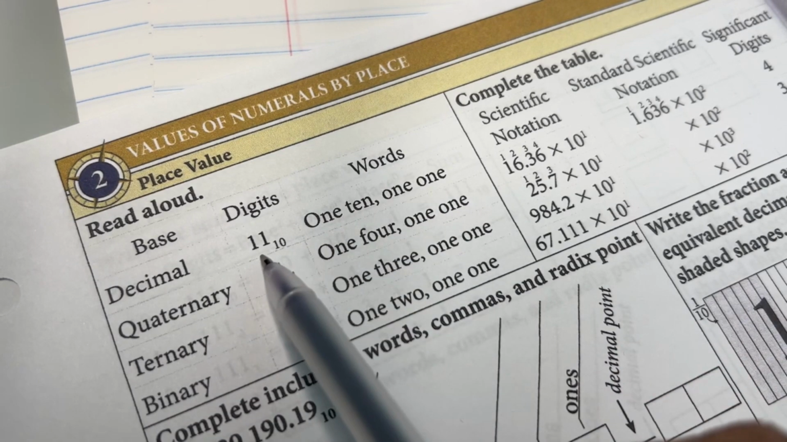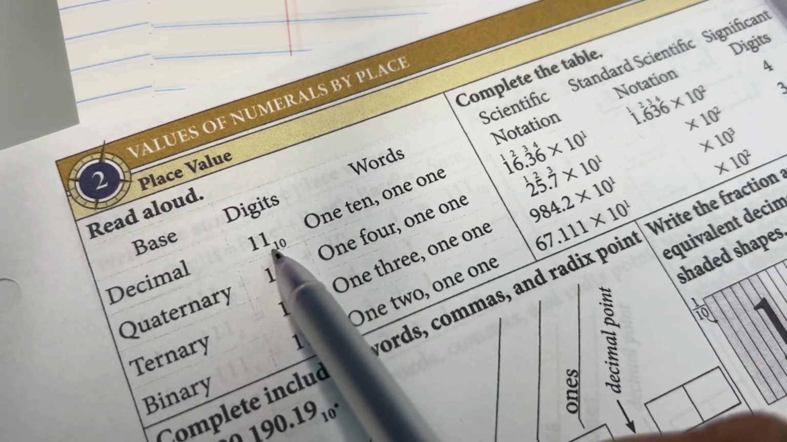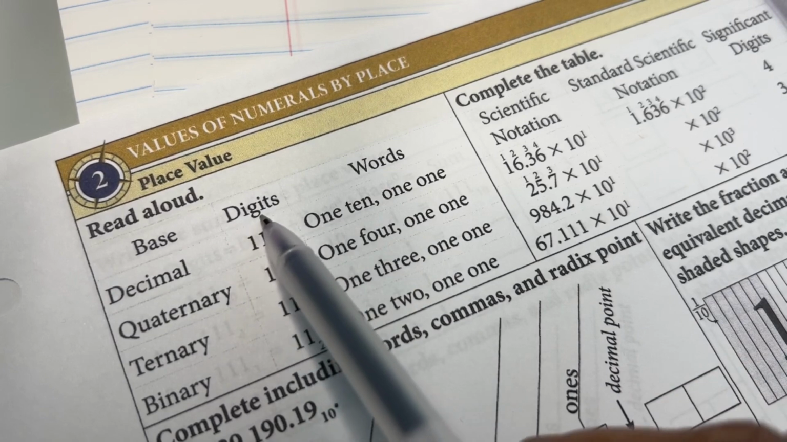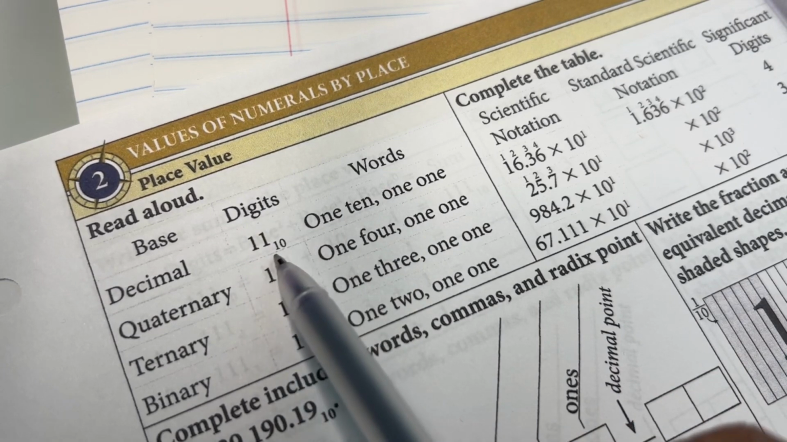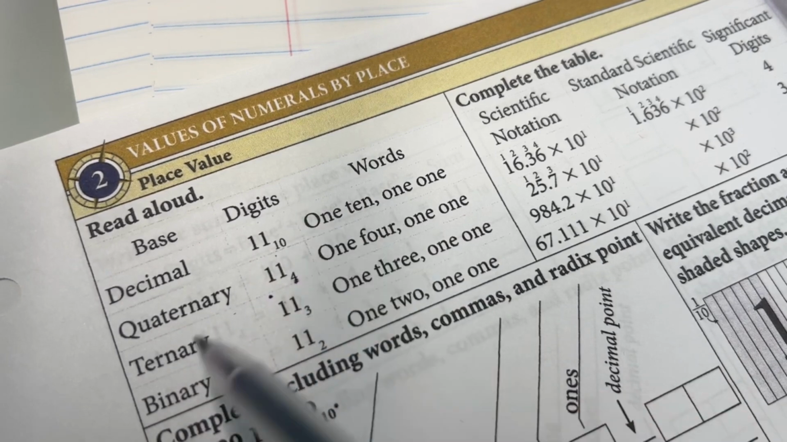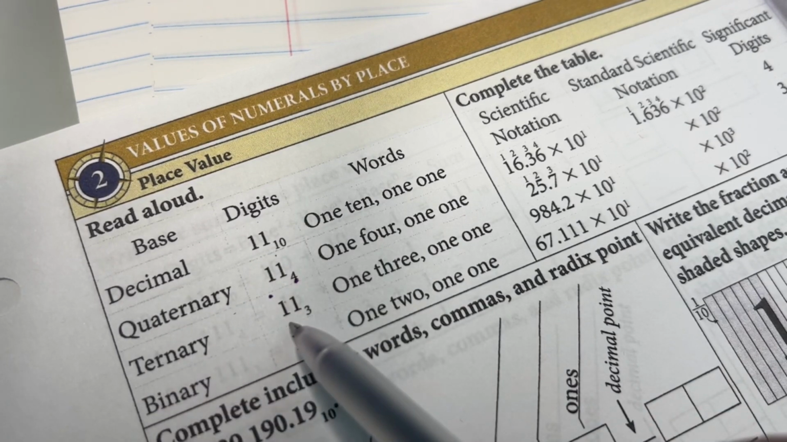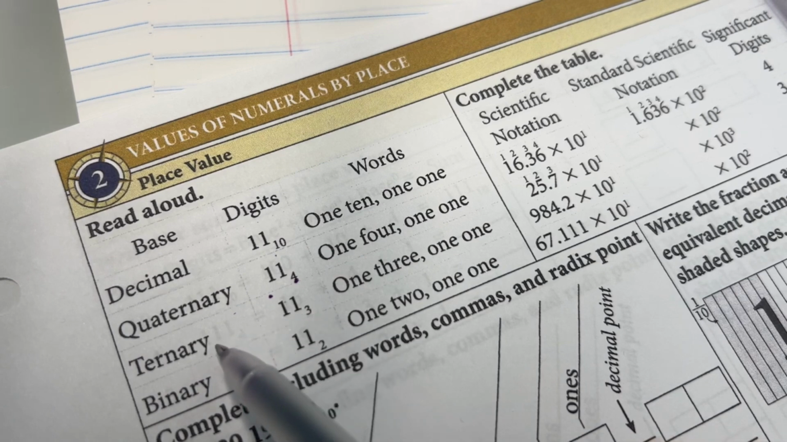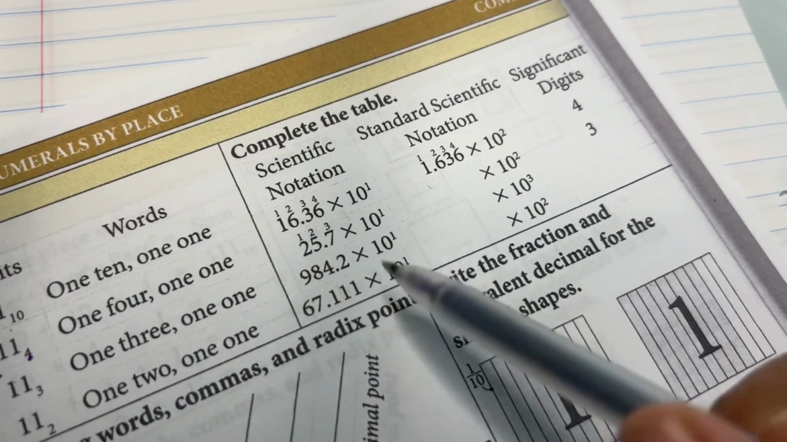So the words are, you have 1 10 here and 1 1, right? So we know 10 plus 1 is 11. So we have 1 10 and 1 1. When you have a quaternary, we say 1 4 1 1. Then when you have a ternary, we say 1 3. This is third base. We see 1 3 and 1 1. And then for a binary, we say 1 2 1 1. Okay. All right, complete the table.